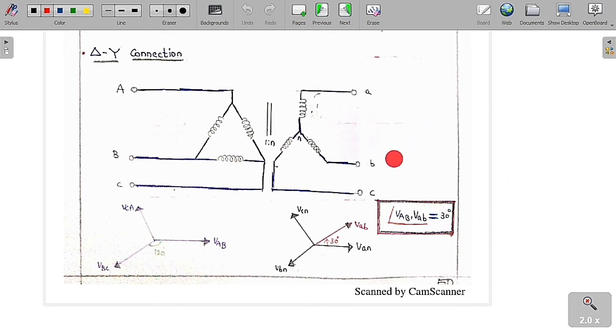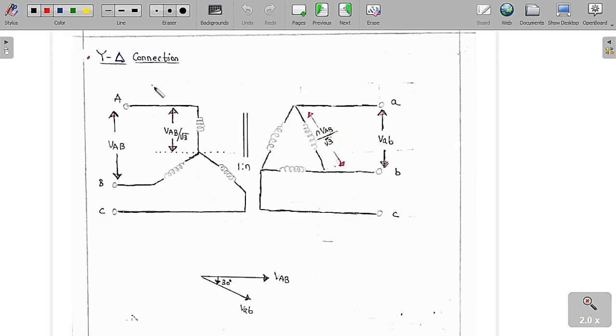And I already told one important point. In delta star you can get either 0 degree, or plus 30 degree, or minus 180 degree, or minus 30 degree, or plus 180 degree. You can get anything that you want. These 4 things are possible in this delta star conversion, and I have already told each and everything. This degree is nothing but the phase difference between the phase voltages of the LV winding and the HV winding. So now we are going to discuss the star delta conversion.